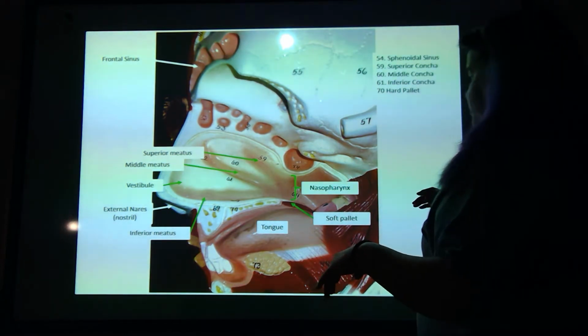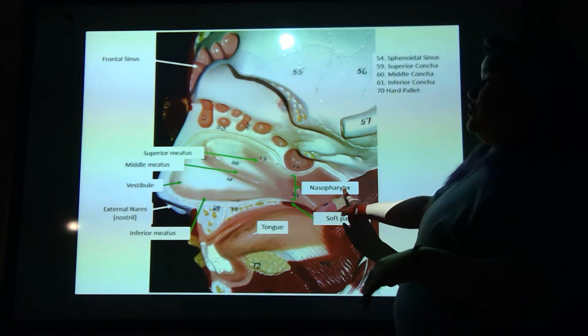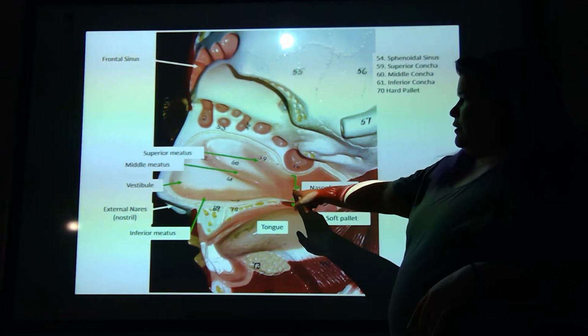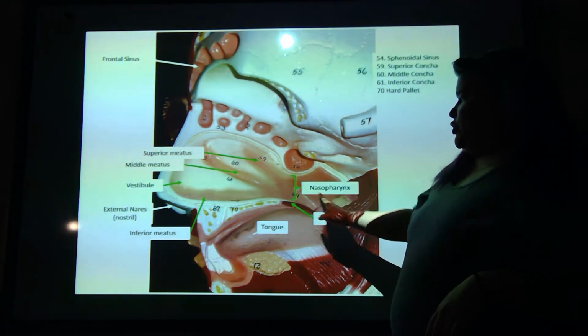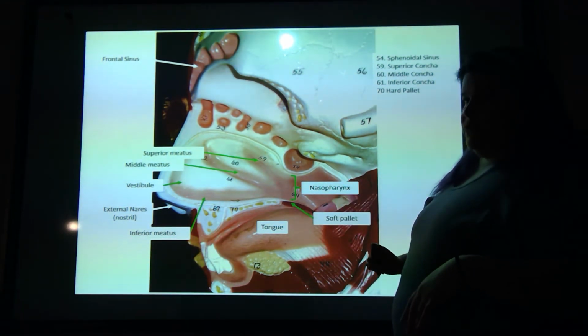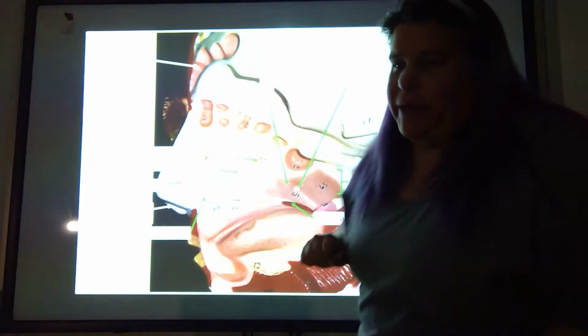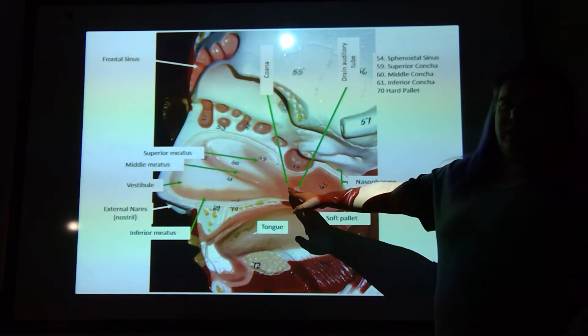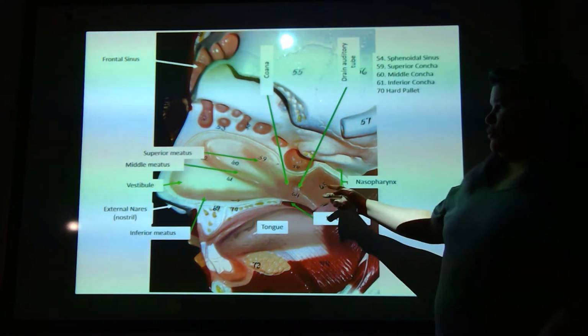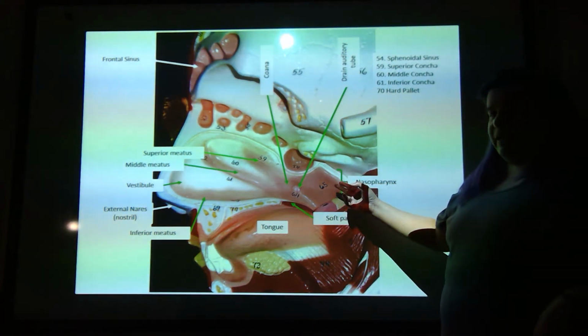Can't see, too close. That should say choana. That's going to be the entrance of the auditory tube. That is the nasopharynx. Okay, I'm gonna pause for a sec. Okay, that's better. So we've got the choana, the entrance to the auditory tube, and the nasopharynx is number 65, okay?